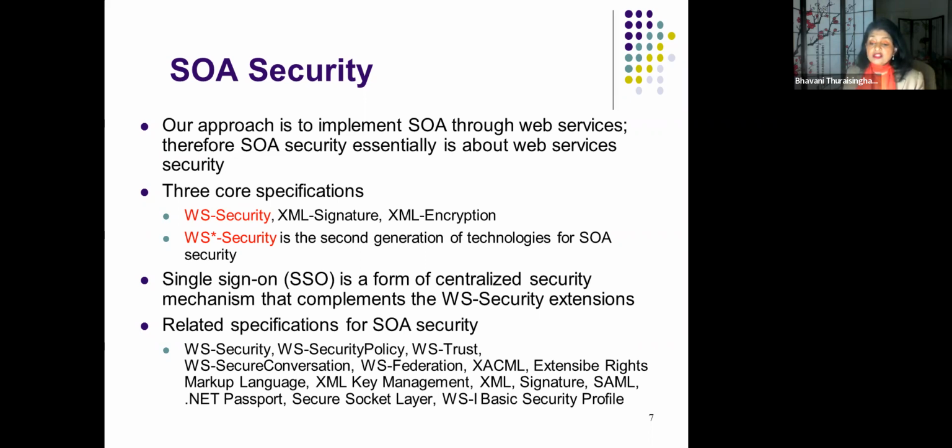Related specifications for SOA security, and that's WS-Star, the second generation. As you can see, lots of stuff. You have the basic first generation, and then second generation has security policy, trust, conversation, federation, XACML, extensible access control markup language. It's an access control model for web services. Extensible rights markup language, XML key management, because you need to manage the key, XML signature, SAML, security assertion markup language to make assertions about security, .NET Passport, secure socket layer, and so on. I'll be focusing quite a bit on XACML and SAML in this lecture.